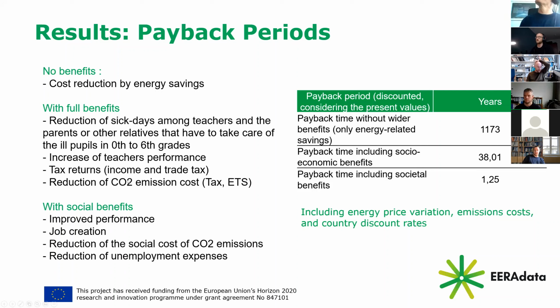And if we include social or societal benefits, like improved performance, job creation, which is not directly influencing the budget of the municipality, but of the region, and also including the real costs of CO2 emissions or the reduction of unemployment expenses, then we can reduce the payback time to 1.2 years. So I think this is the takeaway message, and this is also the thing that you can play around with in the tool. So what would it be if we had a really bad performing building and we applied all these renovation measures? Then the payback periods would be maybe half of what we have here.